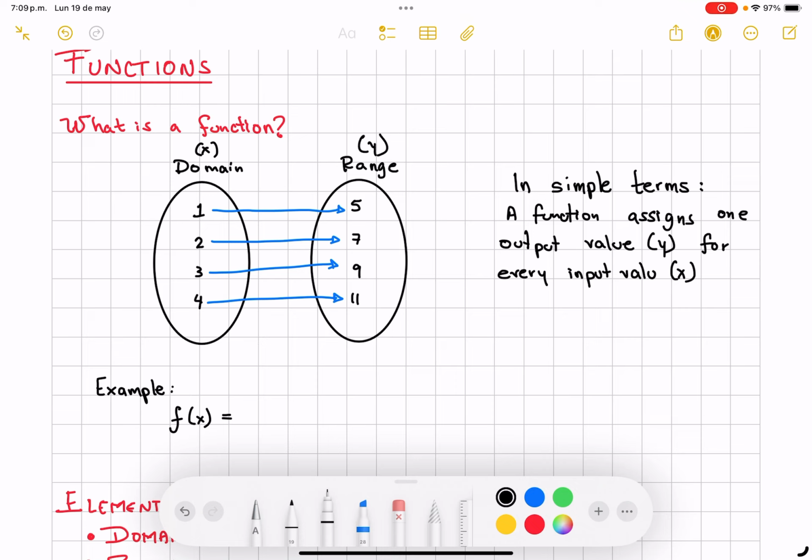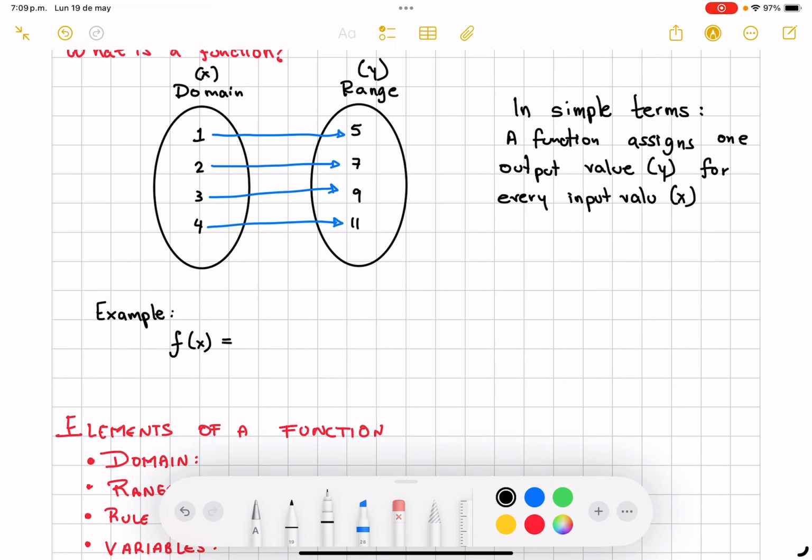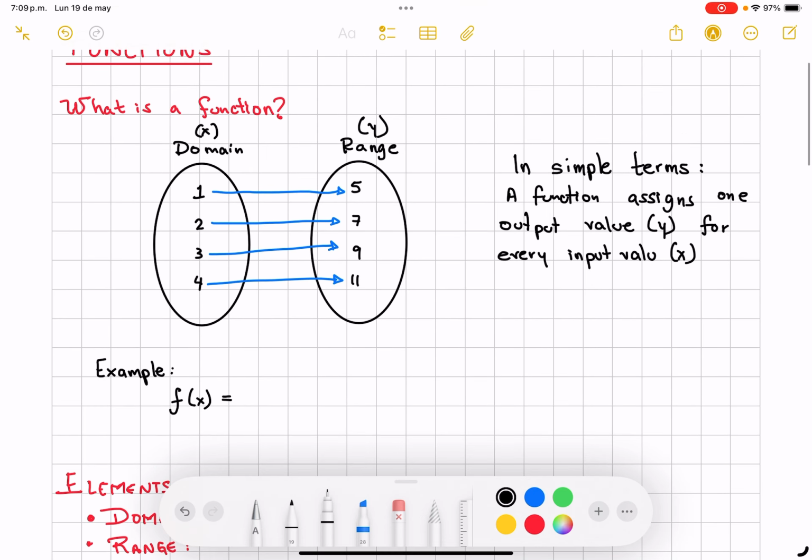When the number 1 enters this rule or function, this is the input, and the outcome is going to be a 5. For example, we need the rule. We need to say how this machine works. So for example, f of x, this is called f of x. F of x is, for example, 2x plus 3.